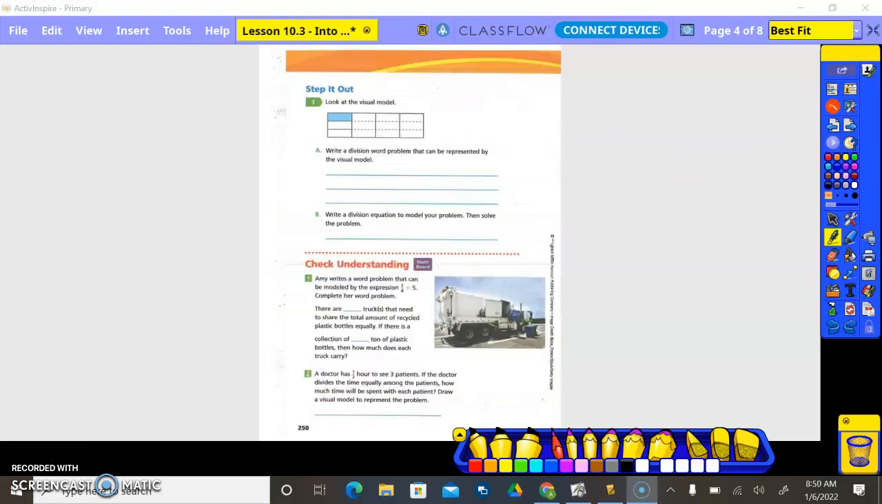Stepping out, look at the visual model. So basically, they had a big box, right? Or one whole. They broke it into how many pieces? They broke it into 4 pieces, right? And then divided that 4th by what? 3, right? So write a division word problem that can be represented by the model.